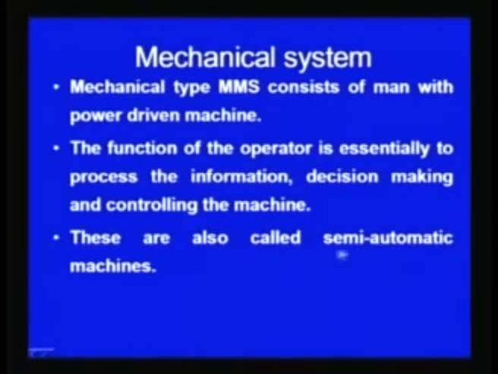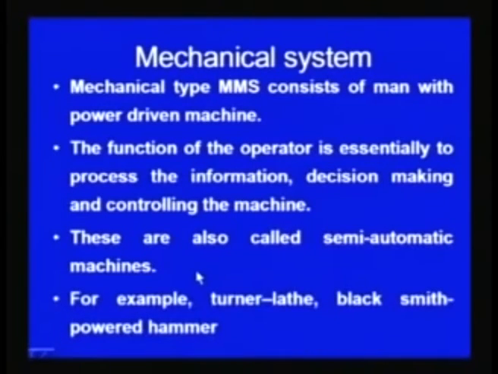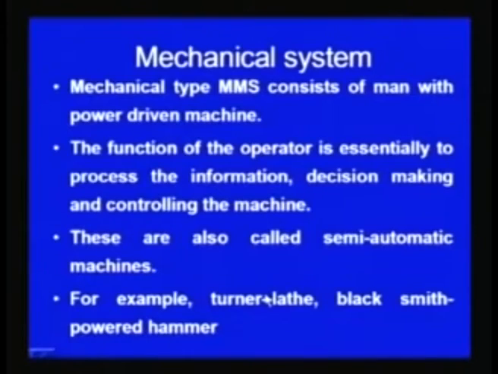And these kind of systems are also called the semi-automatic machines. For example, a turner working on the lathe. So, the desired power for the turning operation is delivered by the electric motor, while the desired feed can be given by the operator, and he can start or stop the feed as per requirement. So, regarding the starting or stopping or giving the feed, the action is taken by the turner, while the desired power for rotating the tool is delivered by the electric power driven motor.